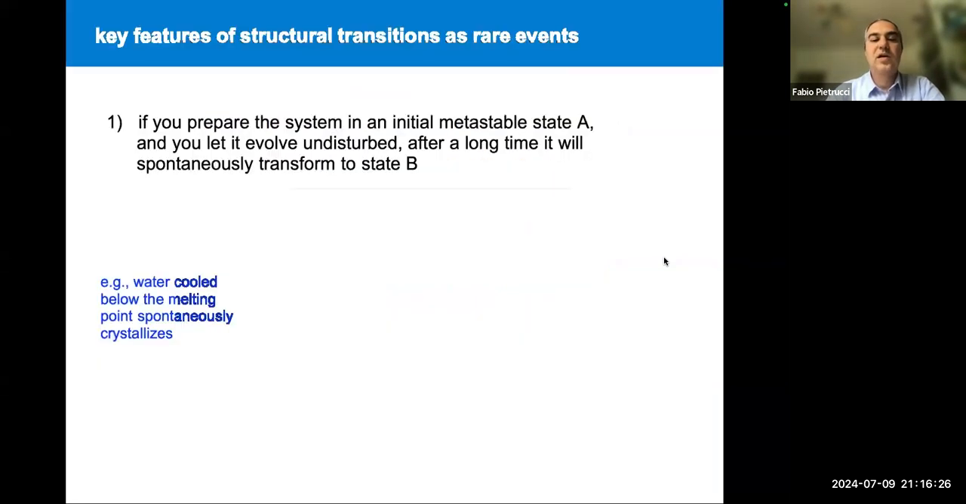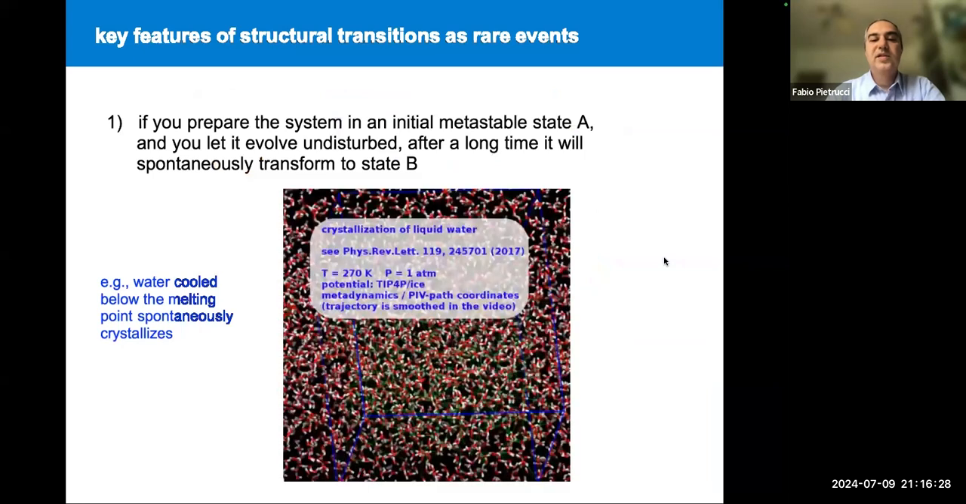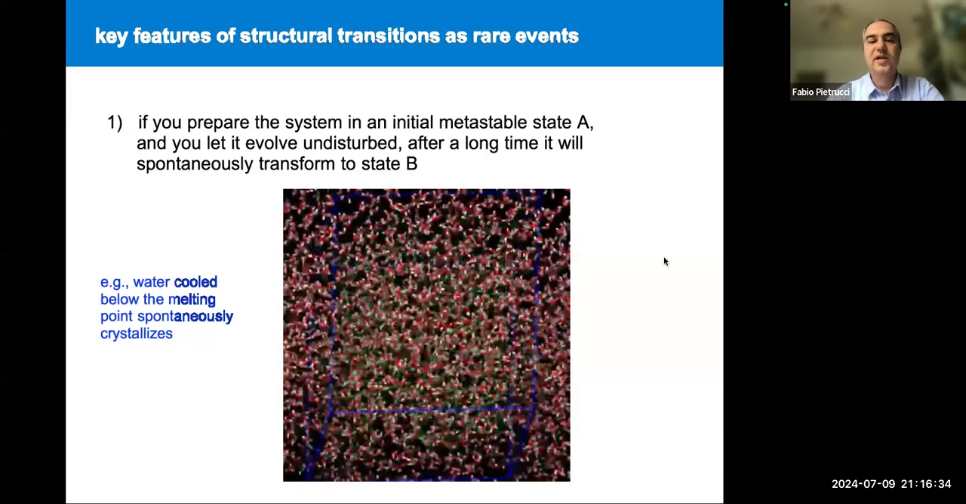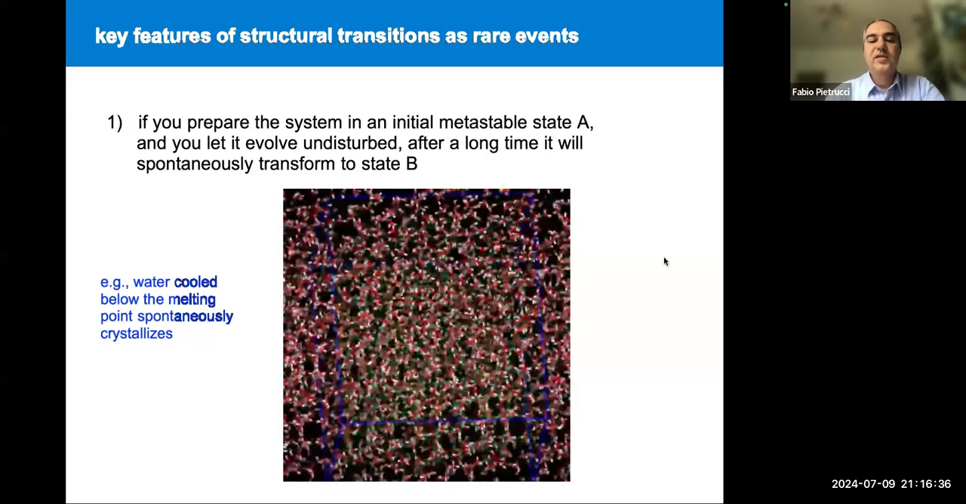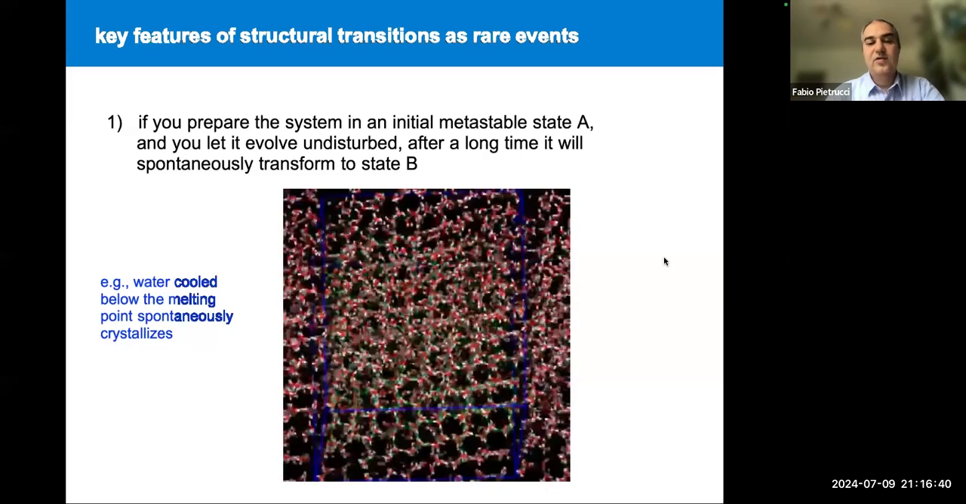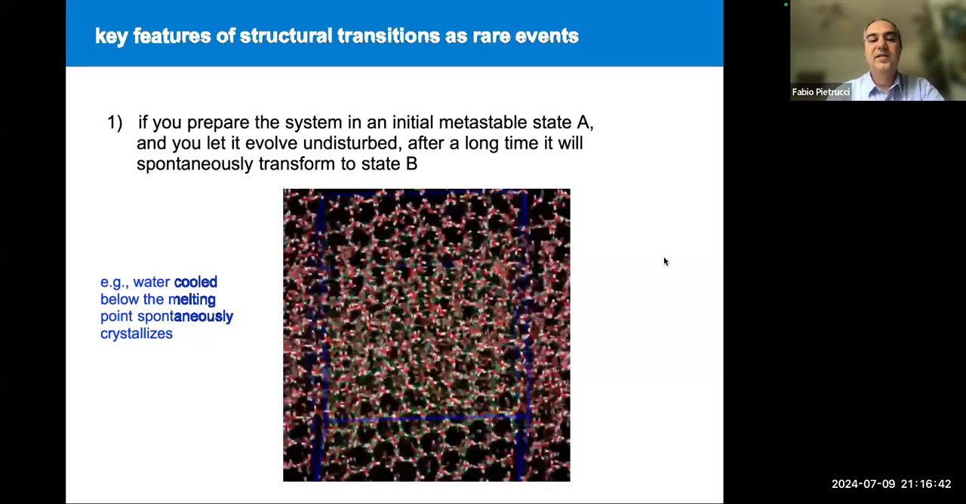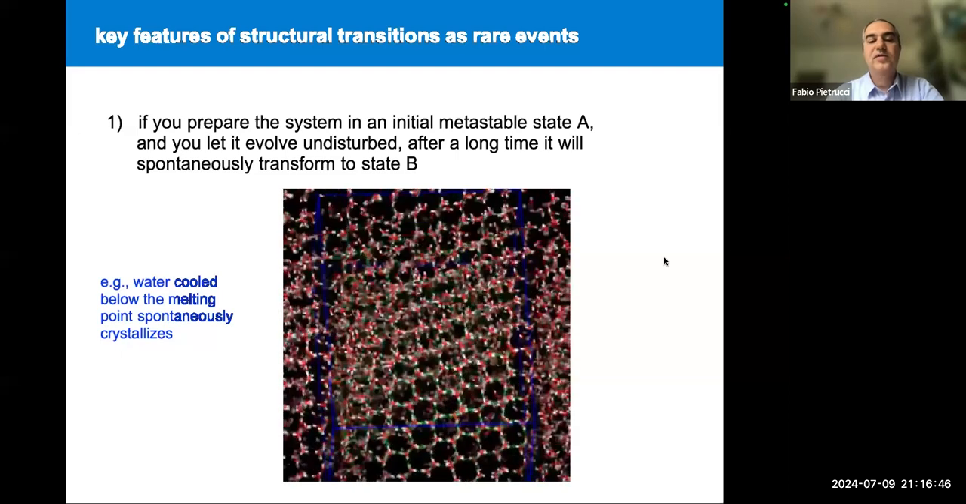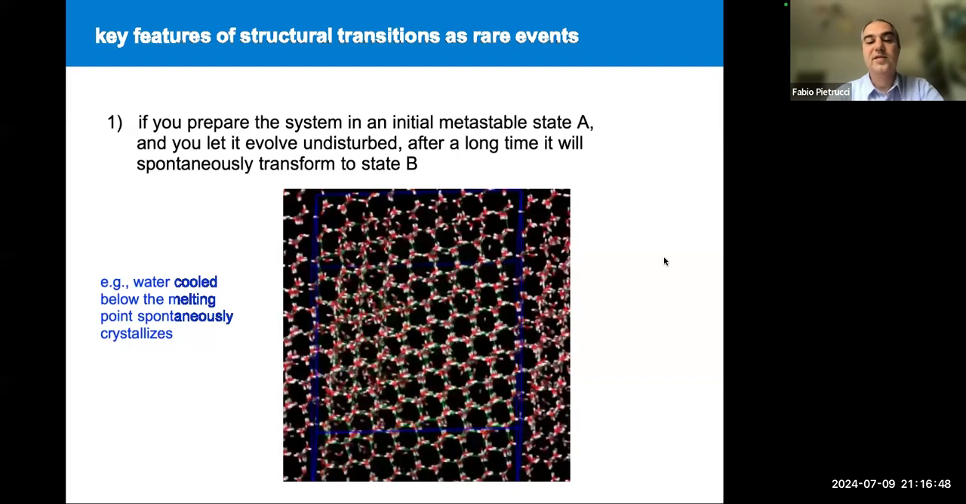Now, I try to point out here some key features, in my opinion, of these structural transitions we were speaking about, these transformations, okay? All these phenomena we discussed, they can be called rare events, or anyway, they can be characterized as rare events. And they have some common features. Here, the small animation shows the crystallization of liquid water, for example.